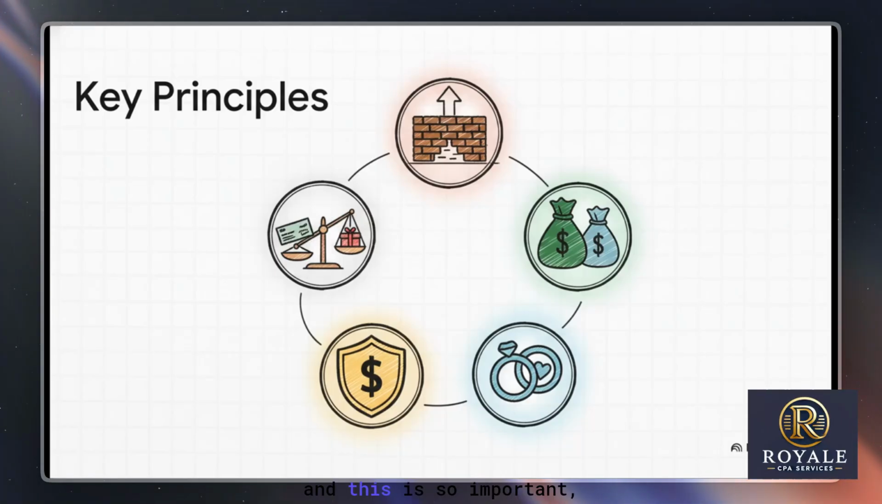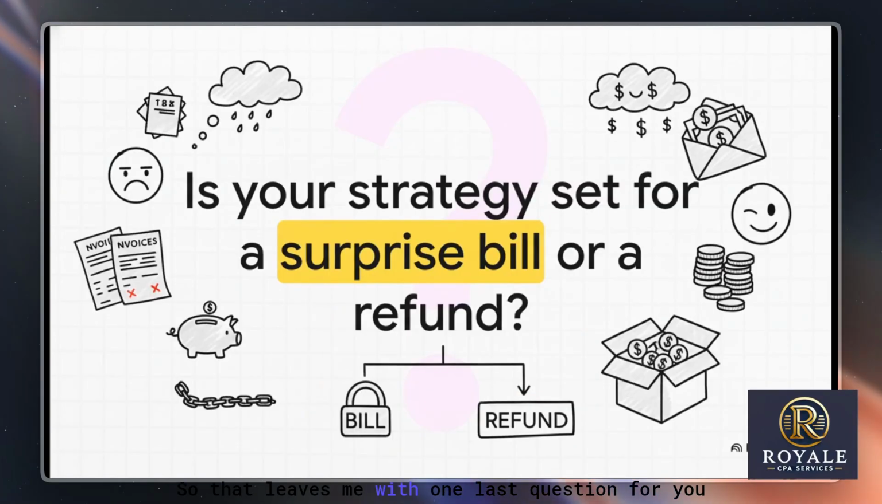And finally, and this is so important, your withholding strategy is what decides if you're writing a check or getting one back. So that leaves me with one last question for you to think about. Now that you've seen this entire process laid out, from a simple profit number to that final tax bill, take an honest look at your own finances. Is your strategy setting you up for a nasty surprise bill or a nice welcome refund?